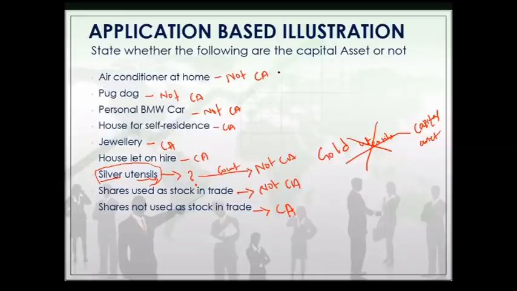So for a person like me, a salaried employee, if I buy and sell shares, it will be taxable under the head capital gain. So for me, shares are considered capital assets. But for a broker, since his business itself is buying and selling, it will not be considered a capital asset. What about rural agriculture land? Rural agriculture land is also not a capital asset.